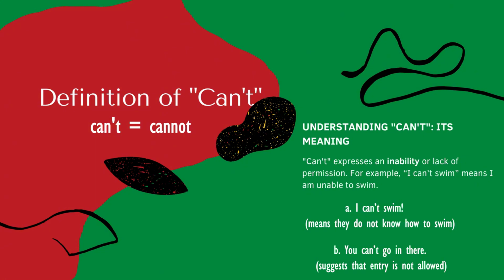Understanding can't helps us set boundaries, recognize challenges, and communicate rules or restrictions clearly. It's just as important as knowing what's possible. So we need to be aware of what's not possible too.